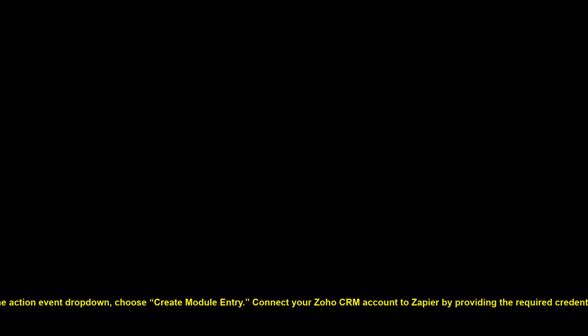Next, search for Zoho CRM in the Action search bar. Select Zoho CRM from the list of applications. In the Action Event dropdown, choose Create Module Entry. Connect your Zoho CRM account to Zapier by providing the required details. Once connected, you will be prompted to select the Zoho module you want to create entries in.